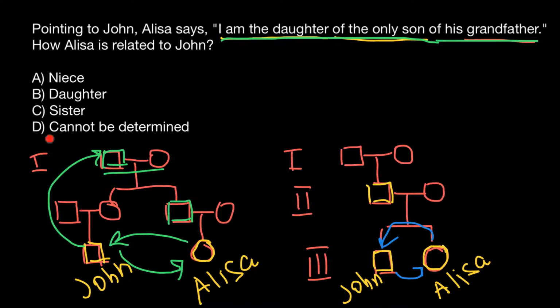Do we have such an answer here? No, we don't. So which answer to choose? Whether Alisa is a sister, or actually, because we cannot determine for sure. By the way, I forgot to put generations here, so this is the 2nd generation and this is the 3rd generation, just like in the previous pedigree. Because we cannot determine whether we talk about this situation or this situation, we have to say that the relationship cannot be determined, and this is going to be answer D.